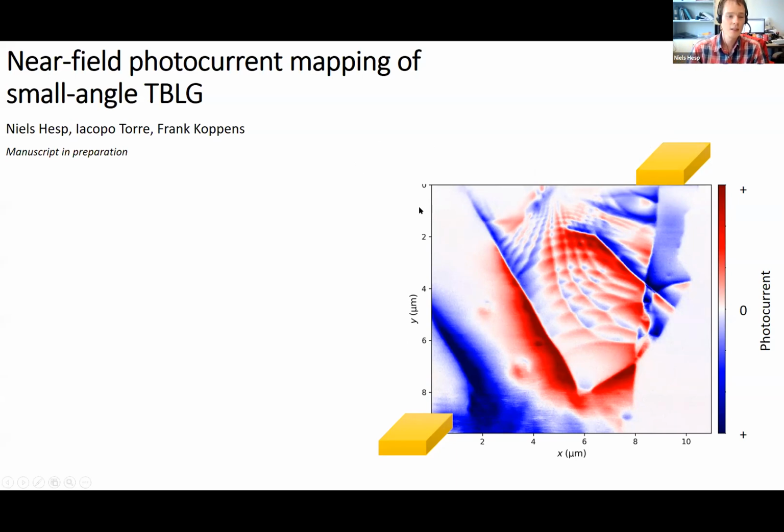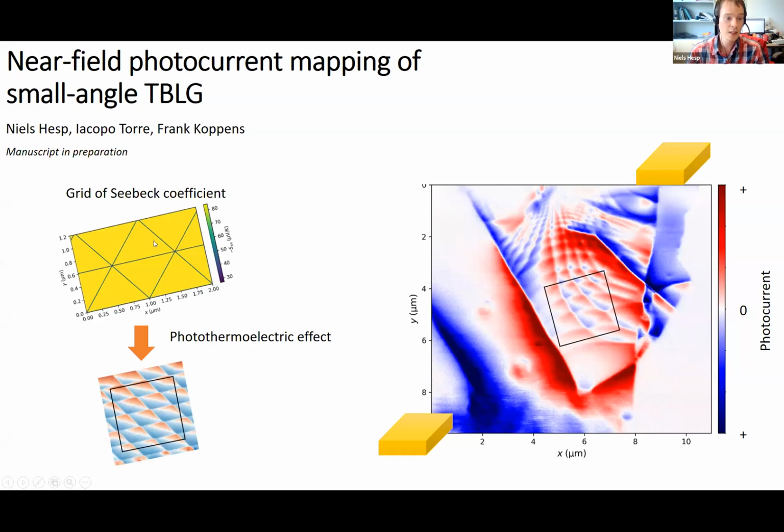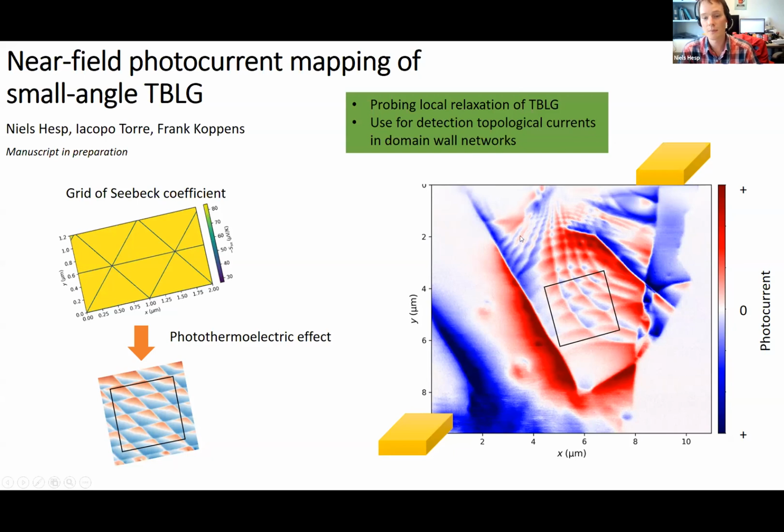So the way we understand this is as follows. You have the AB and the BA regions, and in between you have the saddle point. So these are the domain walls. This forms a grid, and since the conductivity is different for these saddle points, or for the domain walls, also the Seebeck coefficient is different. So you can imagine a kind of delta function in each of these domains. If we create a grid like this and impose on this the photothermoelectric effect, which means that if you have heat locally generated with changes of the Seebeck coefficients, you generate a photocurrent, you would predict a photocurrent pattern which looks like this, and this is also what we observe here. This shows that this is a very nice tool for mapping out the local relaxation of twisted bilayer graphene.